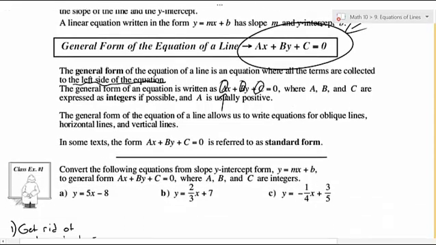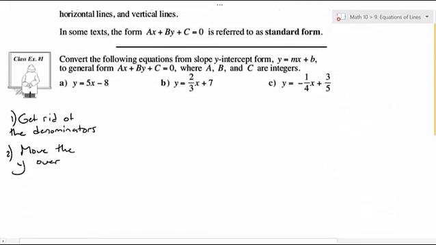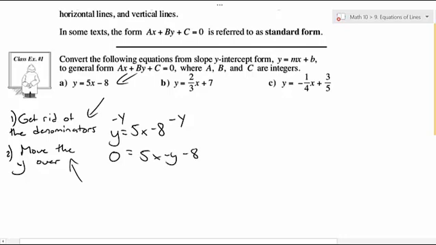Okay, so let's take a look at what we've got here. We want to do some conversion. There's basically just two steps here. We get rid of the denominators and then we move the y over. In this first equation, where we've got y equals 5x minus 8, we don't have any denominators. All we need to do is move the y over the equal sign, so we minus both sides by y. So now we have 0 equals 5x minus y minus 8.